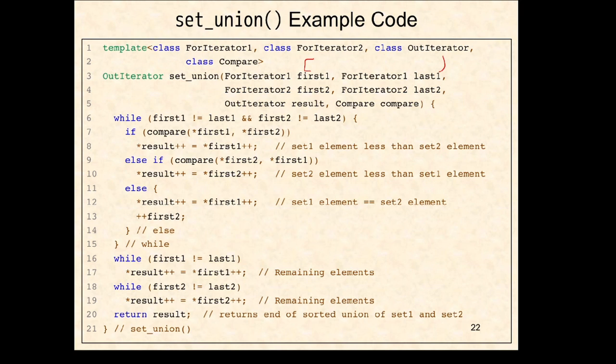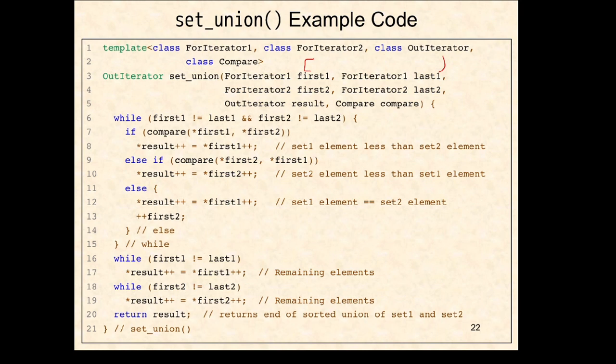Okay, so while we are not at the end of container 1, while we're not at the end of container 2, we call compare. We say, hey, let's compare what's in container 1 to what's in container 2. Notice the dereference there. So the compare accepts things that are in the container, but the iterator, we have to dereference the iterator to look at the contents. So we're basically saying here, what it says in the comment in line 8, is set 1's element, we're asking the comparator, is set 1's element less than set 2's element?